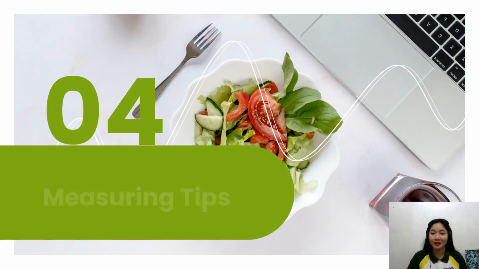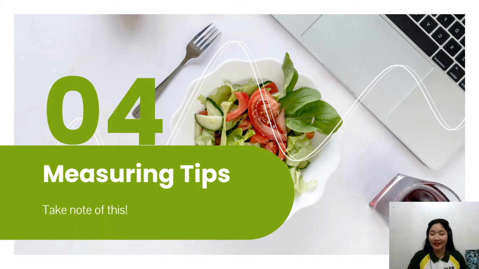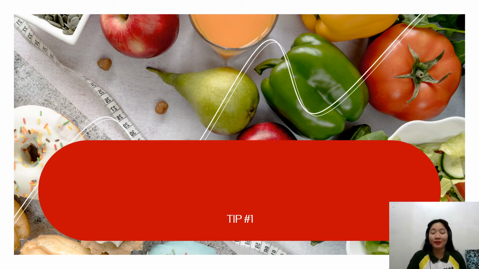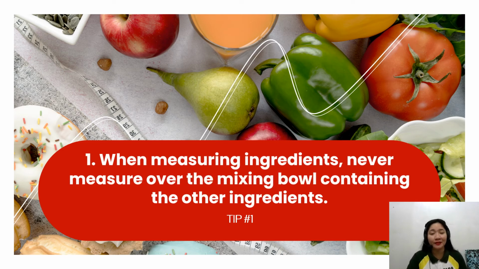Class, let's move on to the measuring tips. Kindly take a look at this. Tip number 1: you may accidentally tip the measuring device or overpour the ingredients, and excess ingredients would fall into the mixture. This could ruin the whole batch depending on the ingredient and how much was spilled. So measure over the sink, another bowl, or a sheet of wax paper to catch any excess spillage. Spillage caught on wax paper can be returned to the ingredients container.